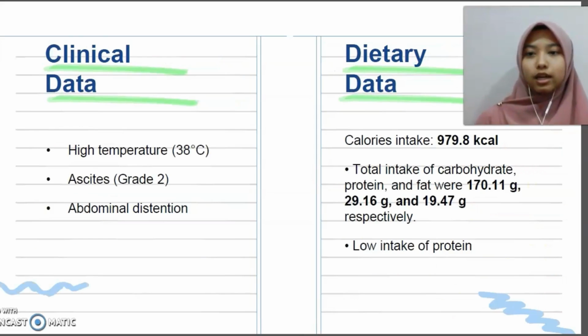Next, the clinical data. The patient has a high temperature of 38 degrees Celsius. He also has grade 2 ascites and abdominal distension. For the dietary data, the calorie intake is 979.8 kcal.